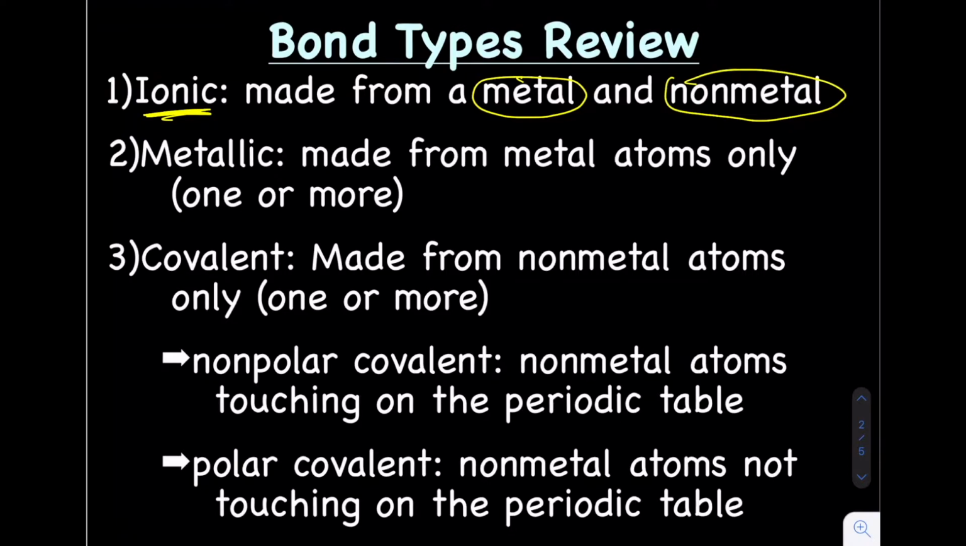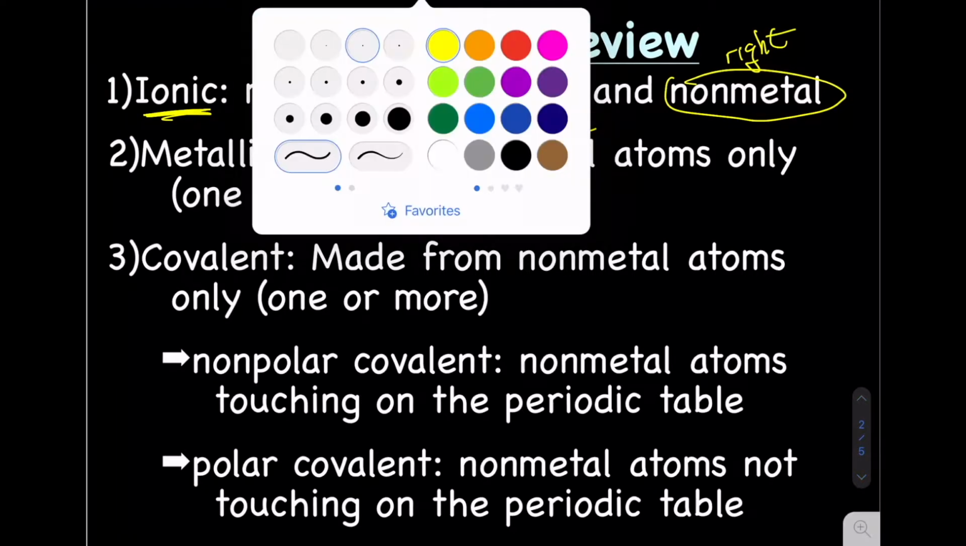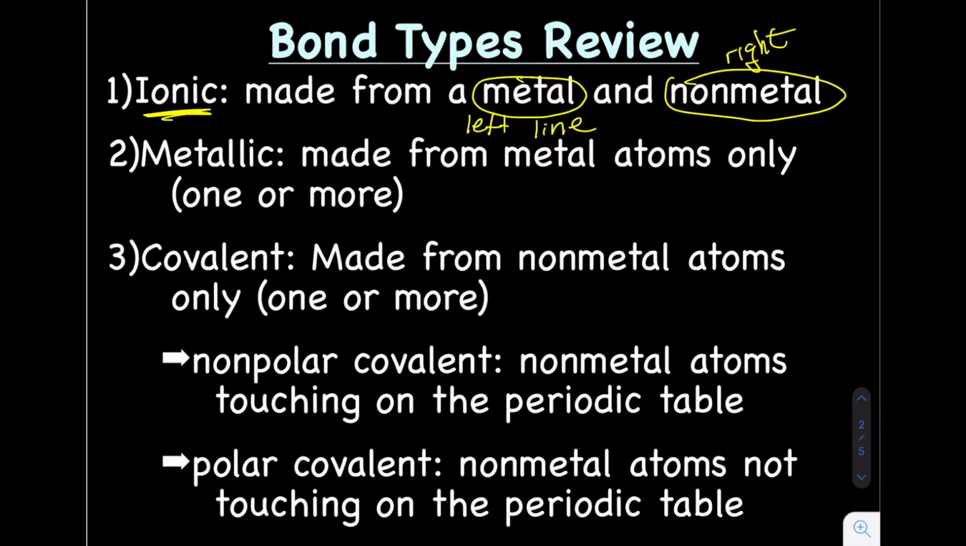As further review, remember that metals are the atoms to the left of the dark, jaggedy line on the periodic table, and the nonmetals are to the right of that same line. All right, next type of bond is a metallic bond. Metallic molecules are made from metal atoms only, and you could have one type of metal atom, or a bunch.